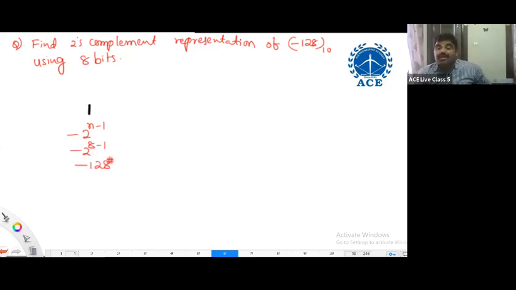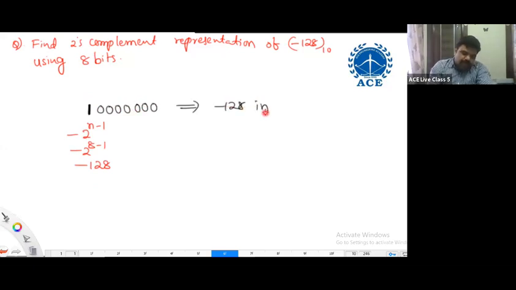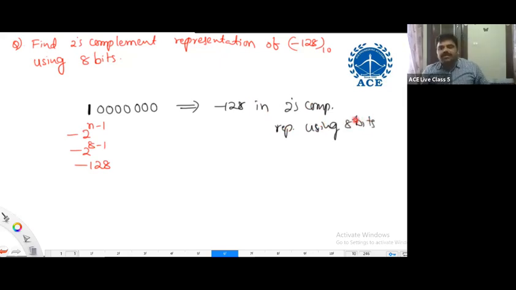MSB weight is how much? Minus 128. 1 into minus 128 is minus 128. What must be the decimal equivalent? Minus 128. What must be the remaining bits? Zeros, because nothing is required to add. It is minus 128 in 2's complement representation using 8 bits. Confirm that.